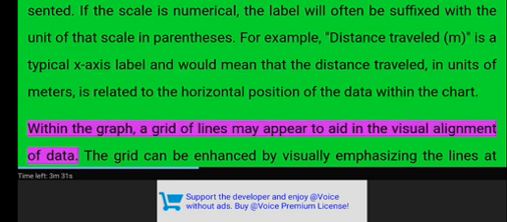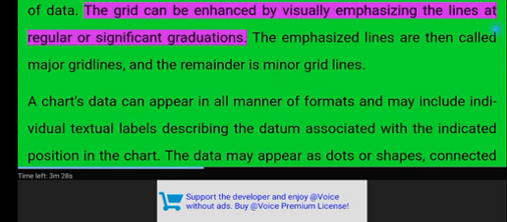Within the graph, a grid of lines may appear to aid in the visual alignment of data. The grid can be enhanced by visually emphasizing the lines at regular or significant graduations. The emphasized lines are then called major grid lines, and the remainder are minor grid lines.